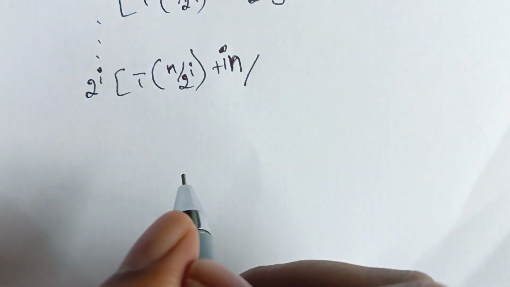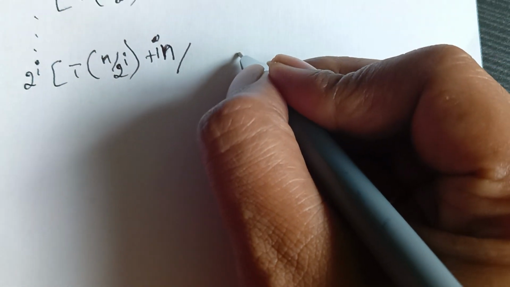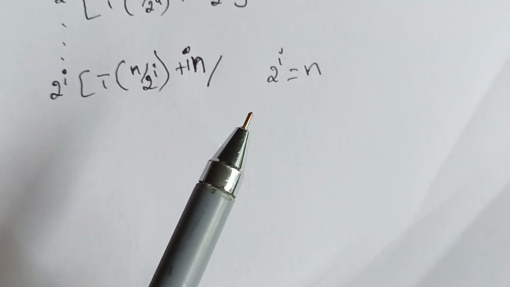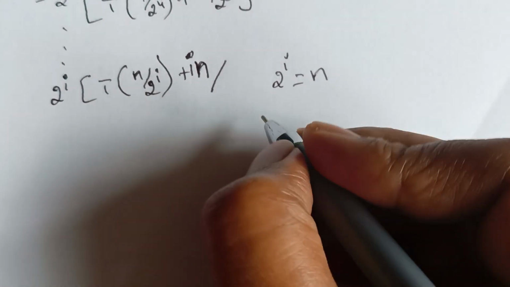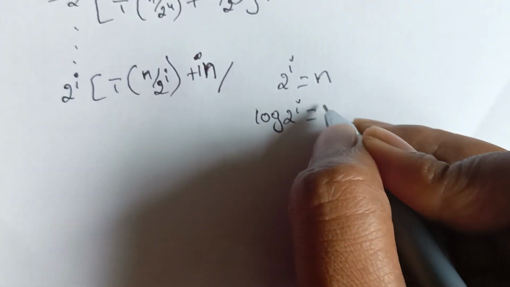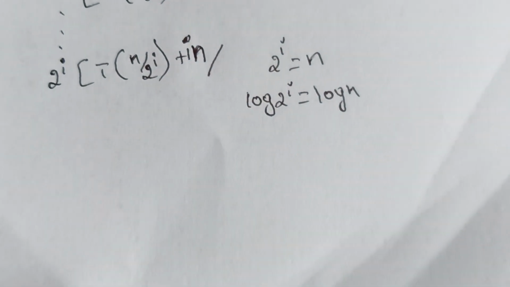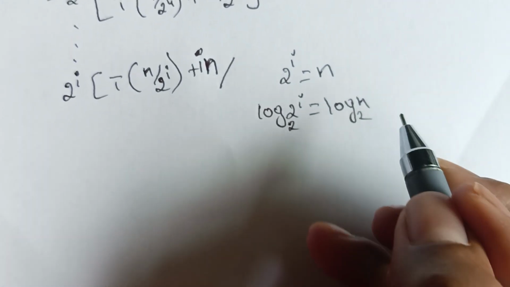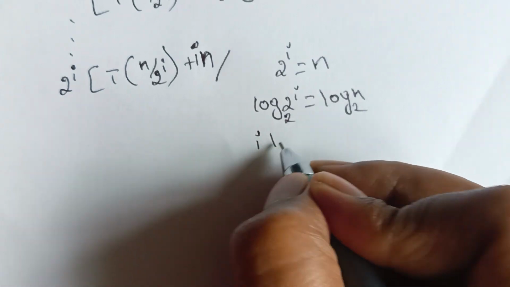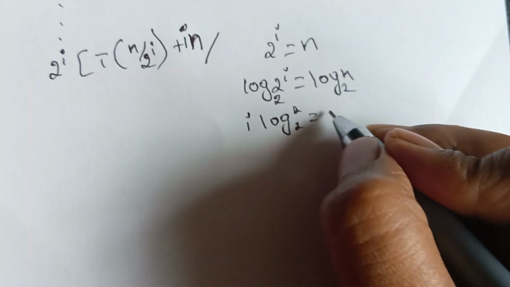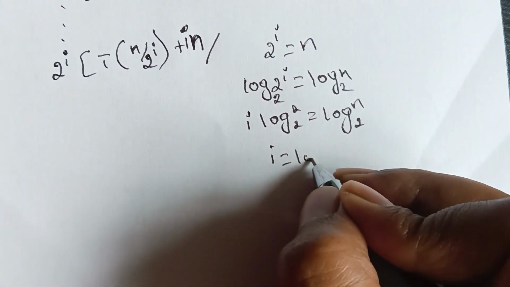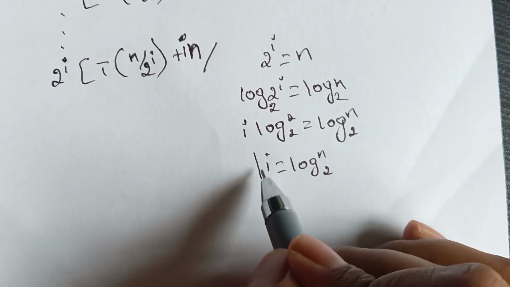So here I can just take 2 power i is equal to n. In order to calculate i, what do I have to do? I have only one way, that is I have to take log on both sides. So log 2 power i is equal to log n. According to the formula, log 2 power i to base 2 is log n to base 2. This will be i log 2 to base 2 is equal to log n to base 2. Log 2 to base 2 is 1, you know. So i is equal to log n to base 2. So we have solved for i.